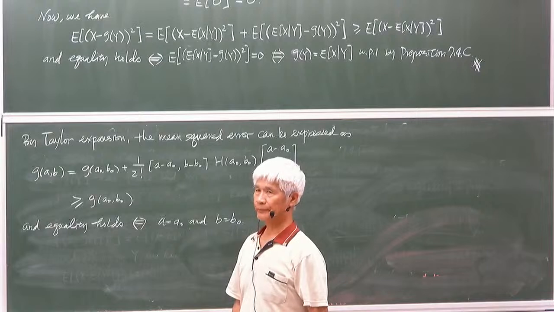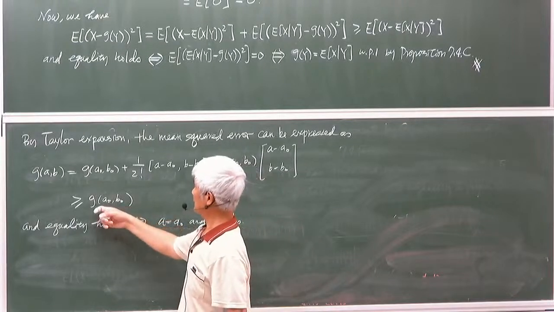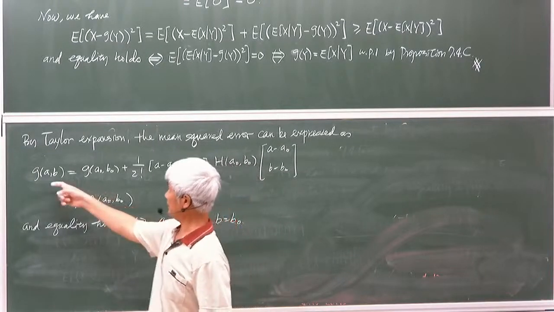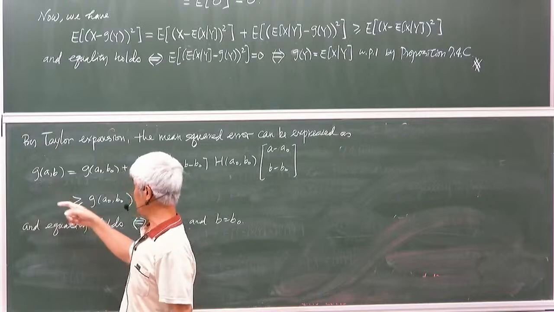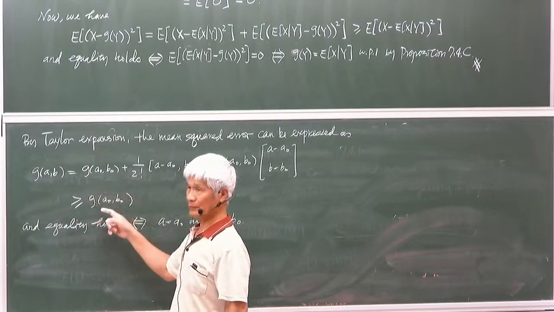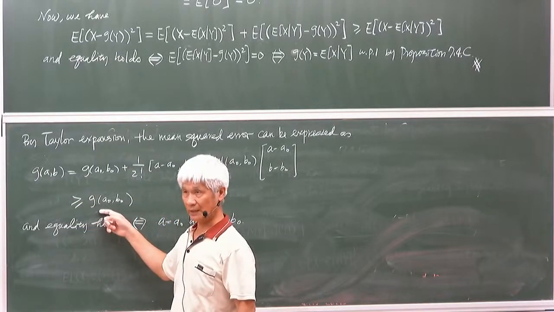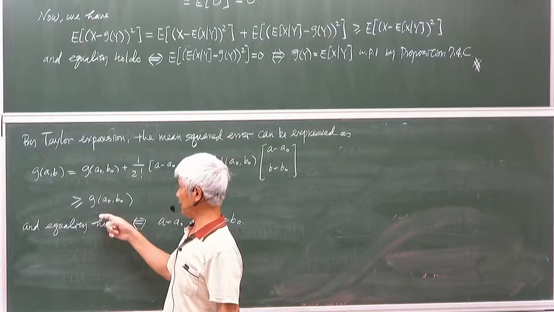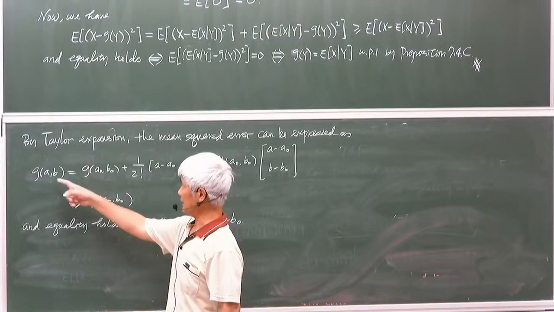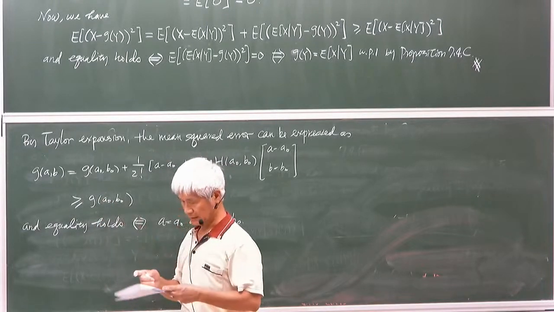Okay? So this is the lower bound. So this is the mean square error and it has a lower bound. So this is the minimum mean square error we have, and the minimum mean square error can be achieved if A equals A0 and B equals B0.